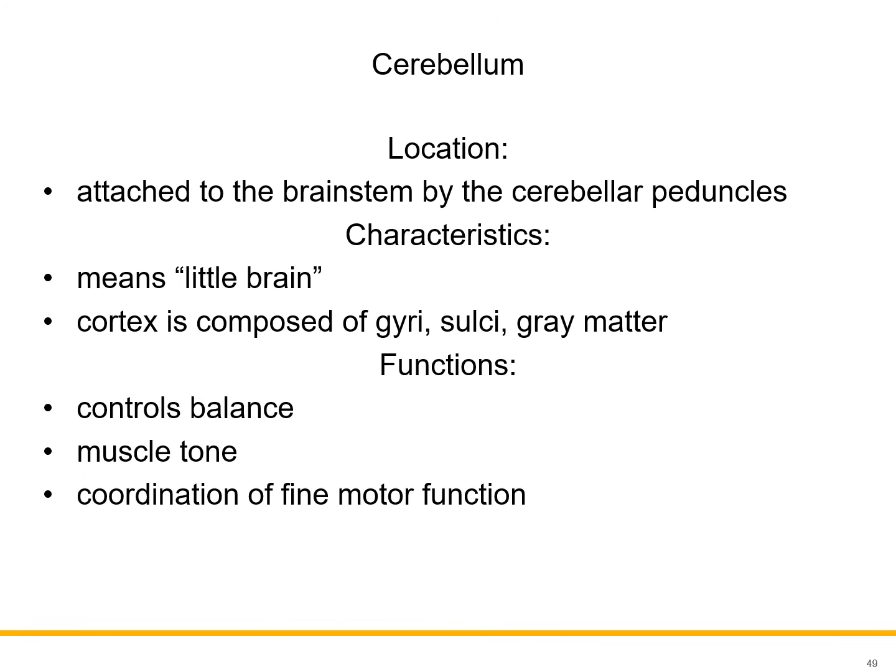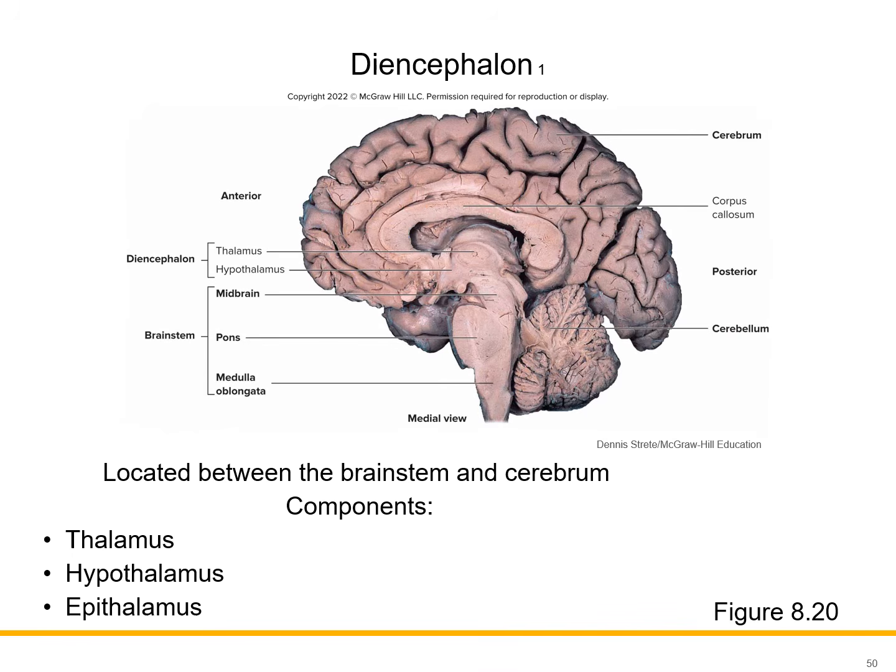So ano po, yung isa pang part ng brain na na-discuss na natin kanina, which also helps with balance? The medulla oblongata. All right, so listed here are the other functions of the cerebellum. Let's now move over to the diencephalon. So the diencephalon has three components: the thalamus, hypothalamus, and epithalamus.